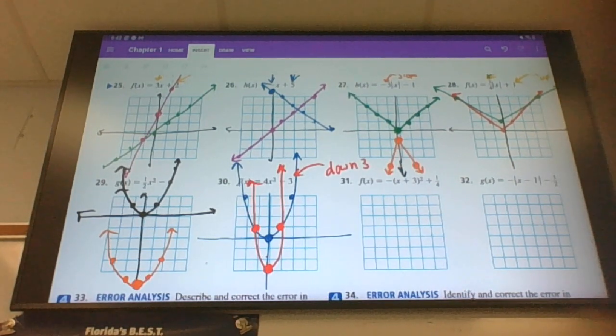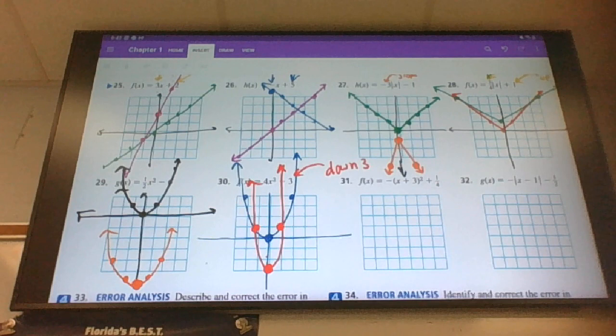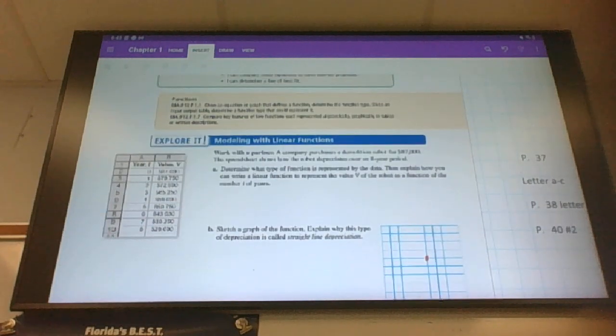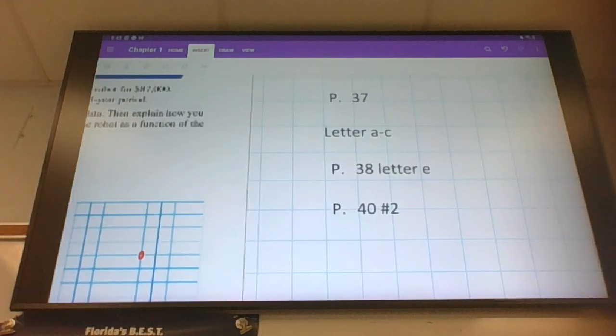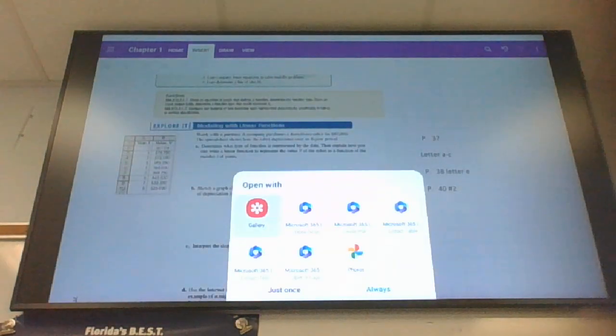Alright, y'all, go to page 37. Alright, what's happening on page 37? Okay. Here's our plan. We're doing page 37, letter A through C. We're gonna turn the page and do one of those, and then we're gonna do one of your problems together.